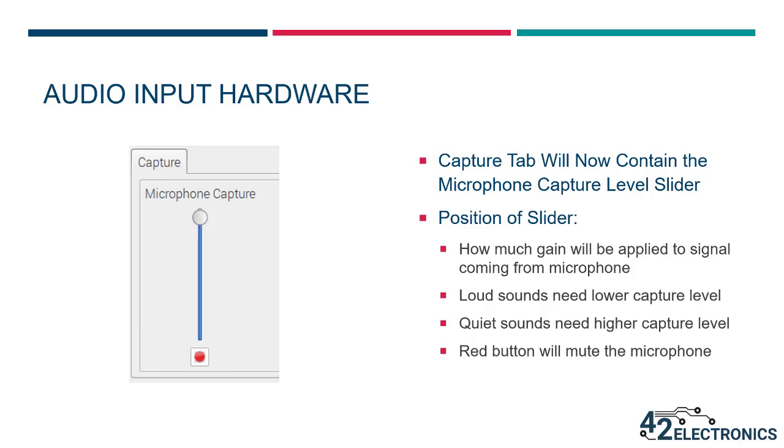The red button below the slider will mute the microphone input, disabling all input from the microphone. And when the button is red, the microphone is live and can be recorded. When the button is light gray, the microphone input is muted and no sound can be recorded. The mute function can be toggled by clicking on this button.